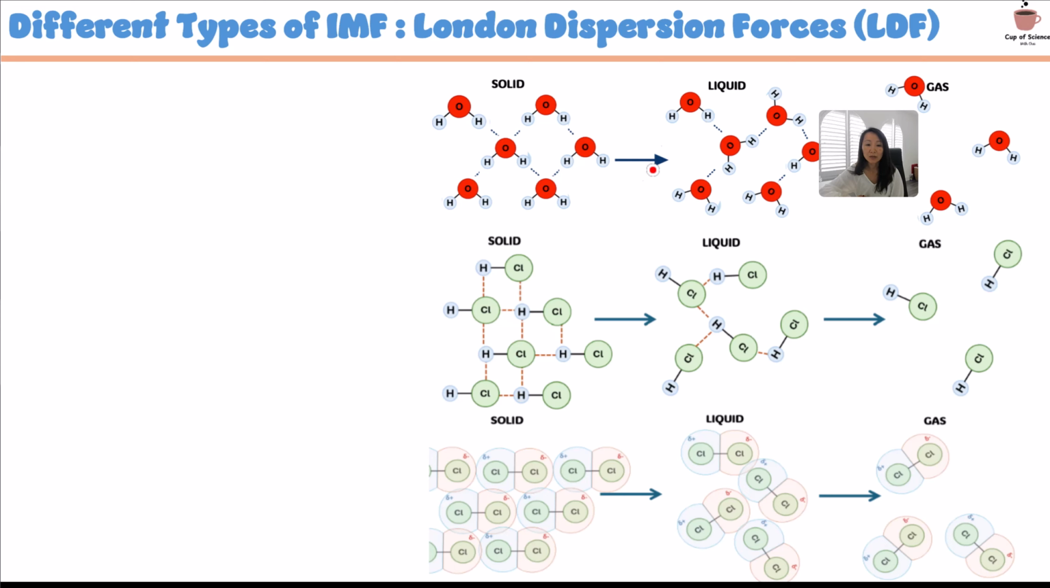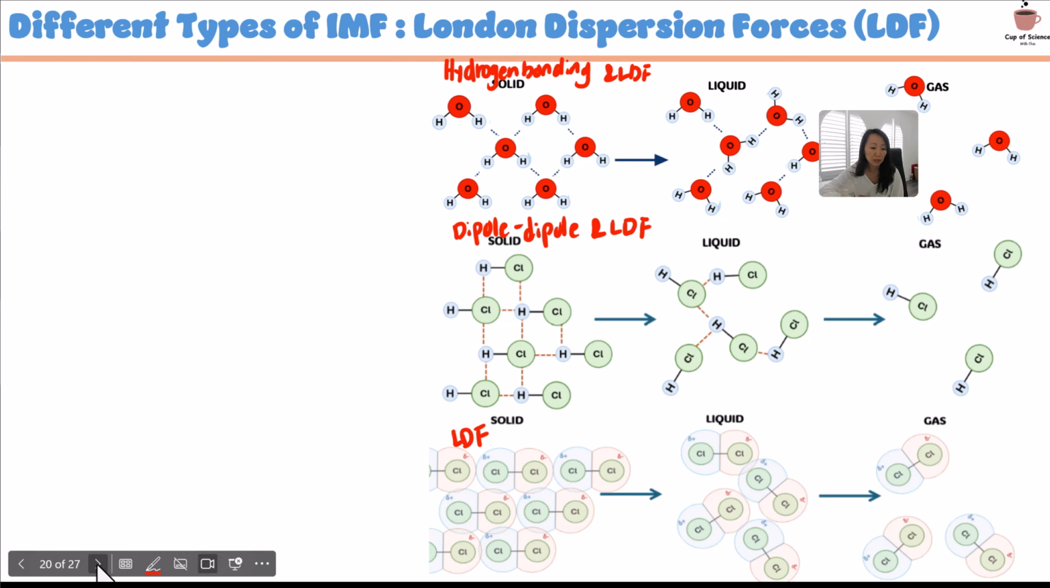These three states. So this one, water, involves hydrogen bonding and London dispersion forces. This one, HCl, experiences both dipole-dipole and LDF. And lastly, this chlorine molecule only experiences London dispersion forces.